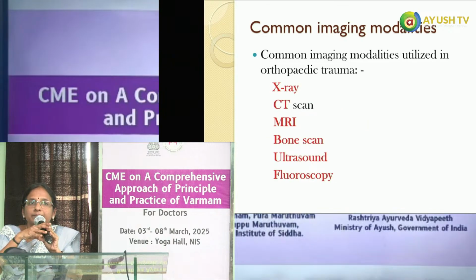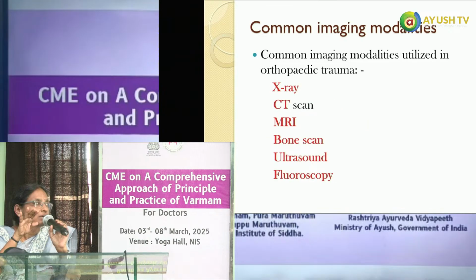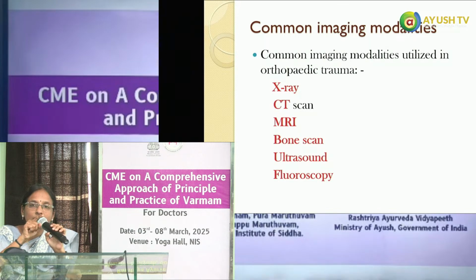So what are all the imaging modalities that are available? Common imaging modalities utilized are X-rays, CT scan, MRI scan, bone scan, ultrasound and fluoroscopy. These are all the investigations which can help us in imaging musculoskeletal trauma. We'll discuss about each of these imaging modalities.